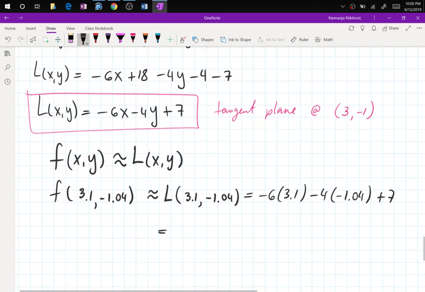So that's equal to negative 18.6 plus 4.16 plus 7. So that's negative 7.44.